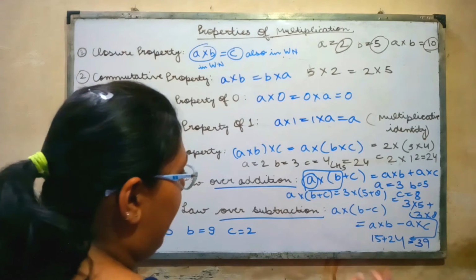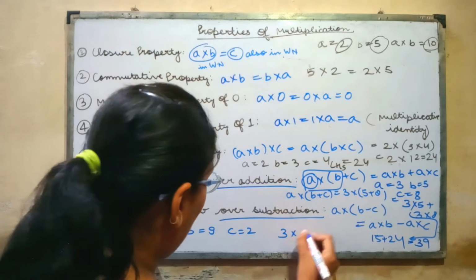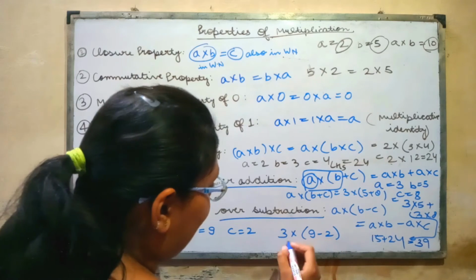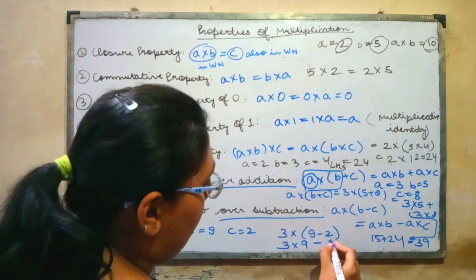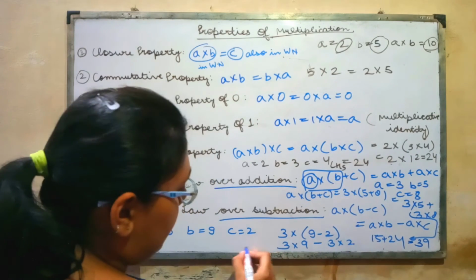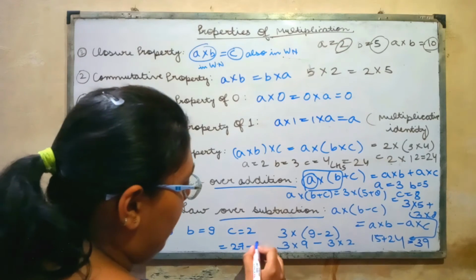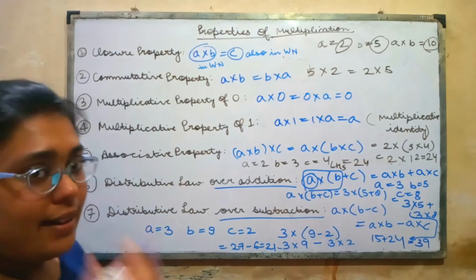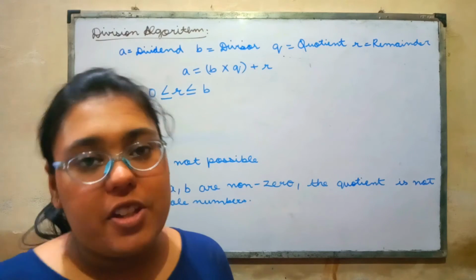This can be done as 3 into 9 minus 2. That means 3 into 9 minus 3 into 2. 9 3s will be 27 and minus 6 is 21. Easy. Now let's come to division.